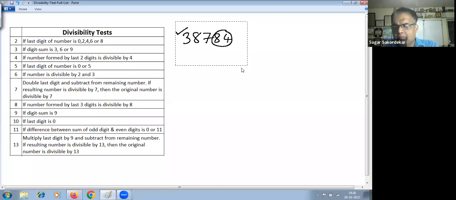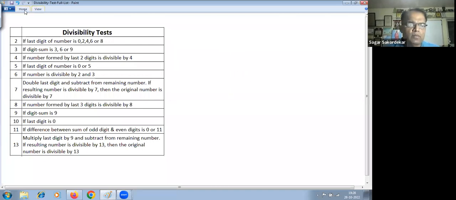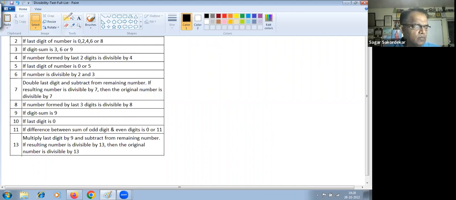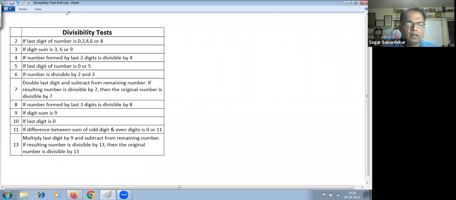Now we'll study 7, that is new for you. If you just read this, it says to check whether a number is divisible by 7, double the last digit and subtract from the remaining number. If the resulting number is divisible by 7, then the original number is divisible by 7. We'll check it with an example. Consider the number 393.